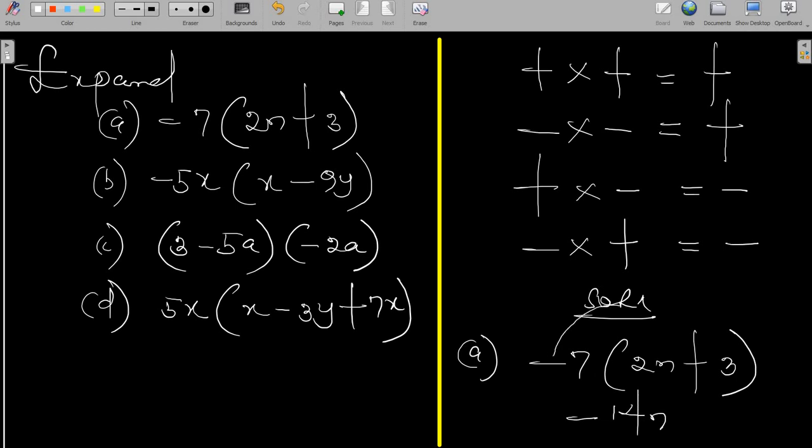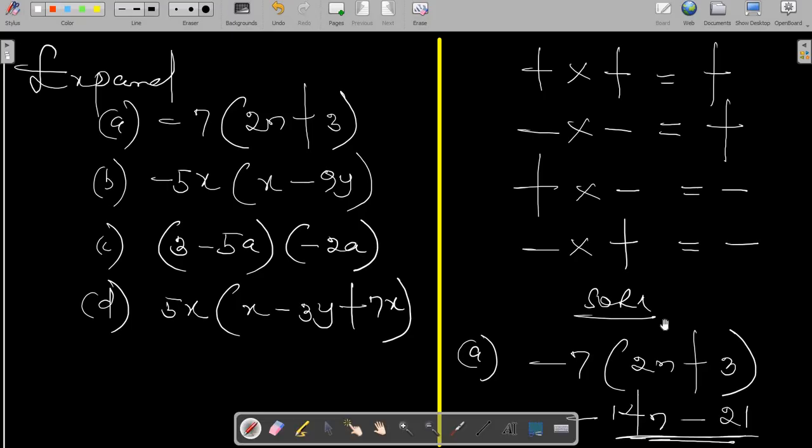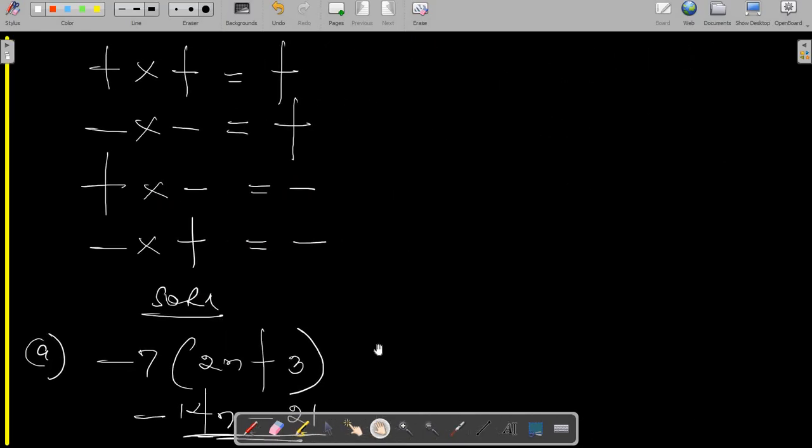Then negative times this positive sign here, we are going to have it to be negative. 7 times 3, we have it to be 21. And that definitely is the answer to that first question. So let's go to the second one again. Let's move.